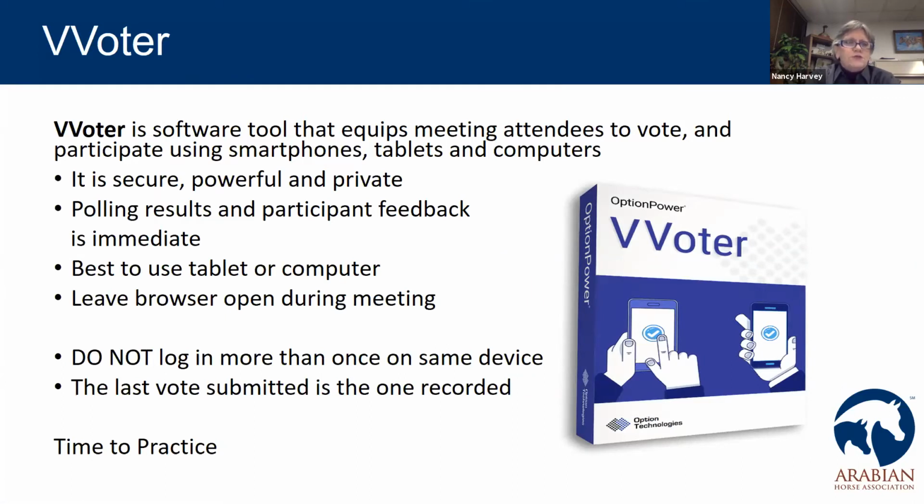So VVoter is a software tool that equips meeting attendees to vote and participate using either your smartphone, your tablets, or your computers. It is secure, powerful, and private. Polling results and participant feedback is immediate. The best way to use it is on a tablet or on a computer rather than a phone. And you will want to leave your browser open during the meeting.